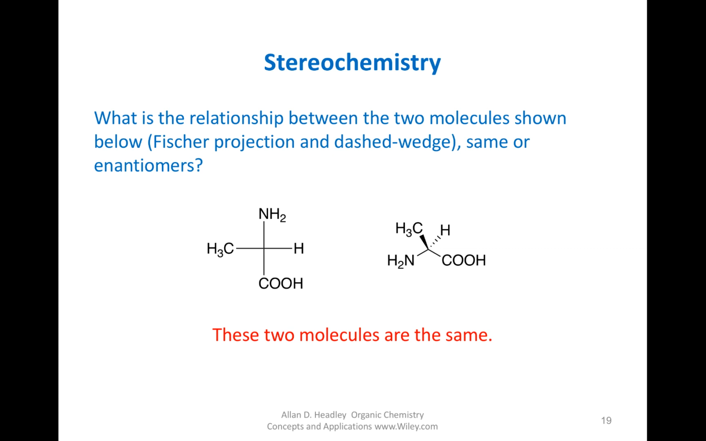So go ahead and get your model set. You may want to review this over and over again until you figure out how to determine if two molecules that have the same groups bonded to a carbon, are they the same or are they enantiomers?